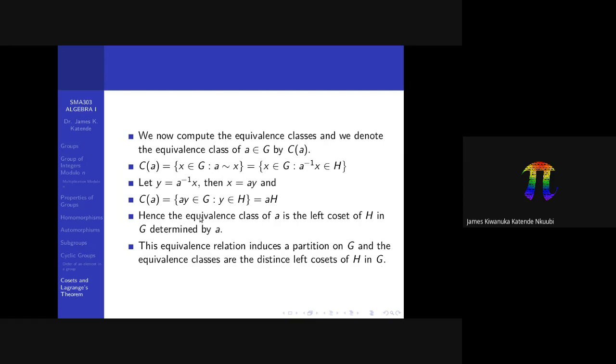So what this says is that you can split the group into the distinct left cosets, and the union of those left cosets will give you the whole group. That's what partition means.